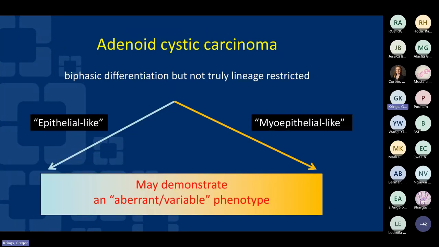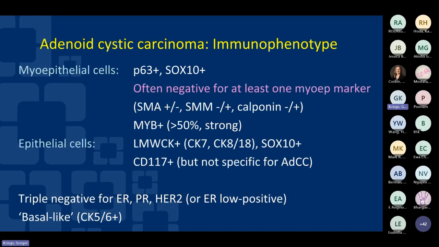Now, we usually think of these tumors as having biphasic differentiation, but I think it's useful to remember that they're probably not truly lineage restricted and probably better to be thought of as epithelial-like and myoepithelial-like because they do demonstrate in many cases an aberrant immunophenotype, especially for myoepithelial markers. The myoepithelial cells almost invariably will be p63 positive and will express SOX10, but they're often negative for at least one myoepithelial cell marker. Oftentimes this is SMMHC or calponin, sometimes also SMA. And these are the cells that overexpress the MYB protein.